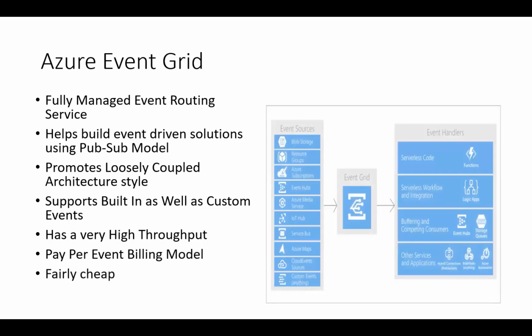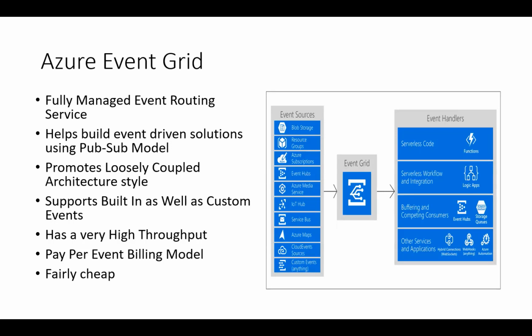If we take a look at the image on the right hand side, it clearly shows us the event sources that are available. Blob storage, resource groups, Azure subscriptions, and many other things generate events which are then published onto the event grid. And at the bottom, we have custom events that can be put onto the event grid. On the right hand side, we have the event handlers, which can react to the events that are put on the event grid. That can be functions, logic apps, event hubs, storage queues, and many other things like hybrid connections and webhooks. We can even use them in Azure Automation.